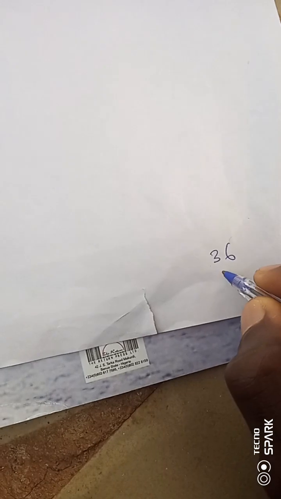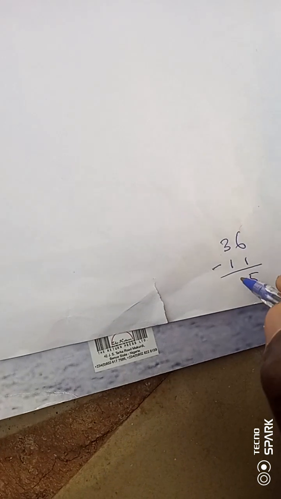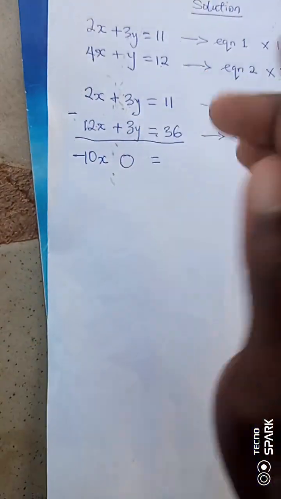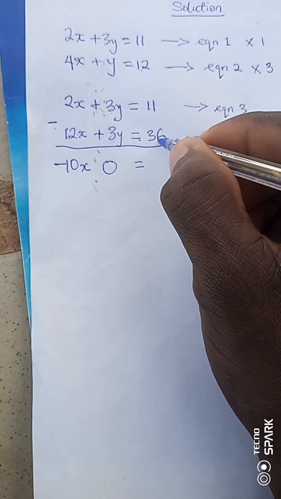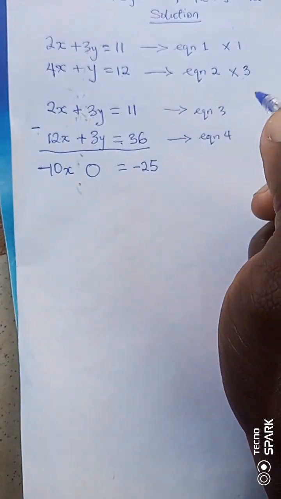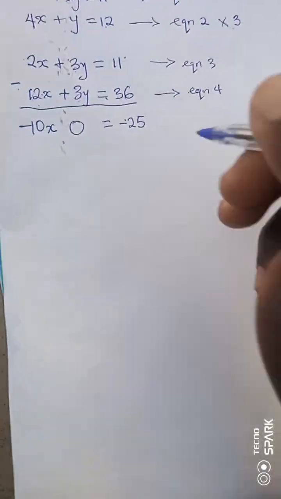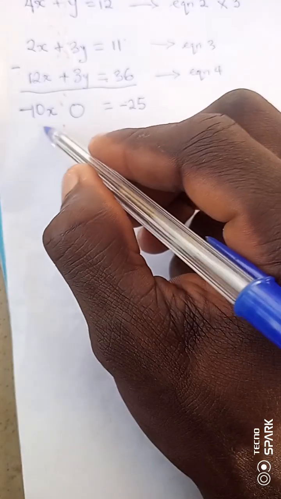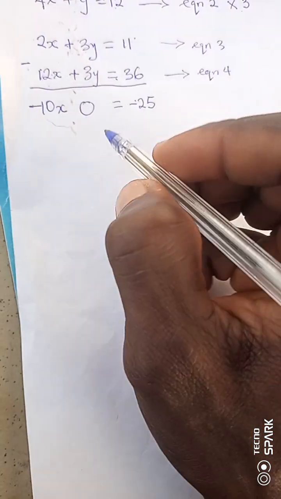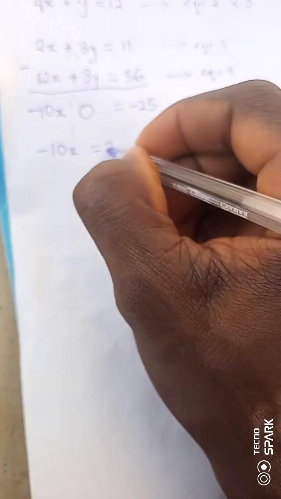Let's remove 11 from 36 and get it. 6 minus 1 is 5. Okay, 25. So 11 minus 36 is minus 25. It is minus 25 because we're subtracting a bigger number from a smaller number. So that is why it is minus. So remember, we are looking for x. So this is what we have gotten now. We've now gotten minus 10x is equal to minus 25.